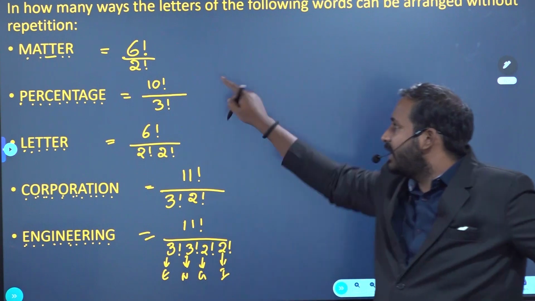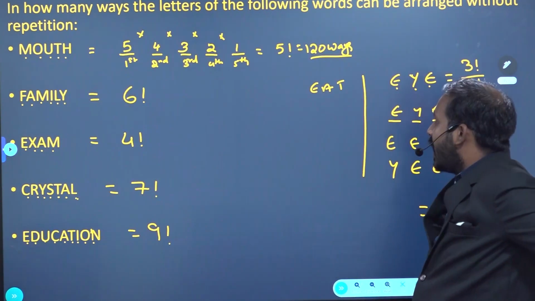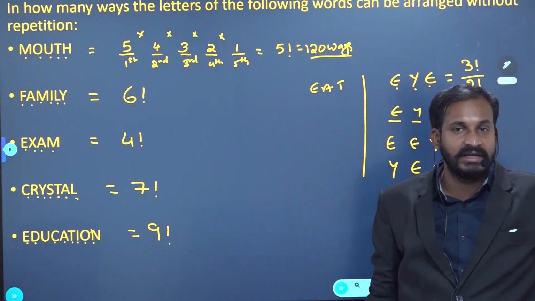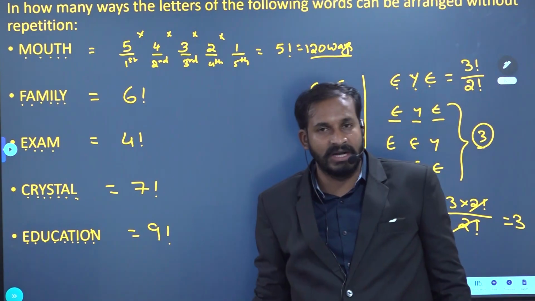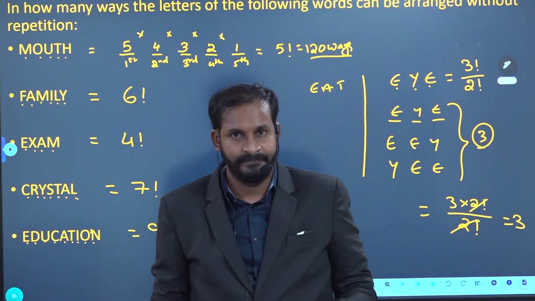The reason behind that I already told you, why we are writing 6 factorial and all those things. Actually we will write it as 5 into 4 into 3 into 1, the chances. That chances is nothing but 5 factorial when you multiply. So directly we are writing our answers in factorials.